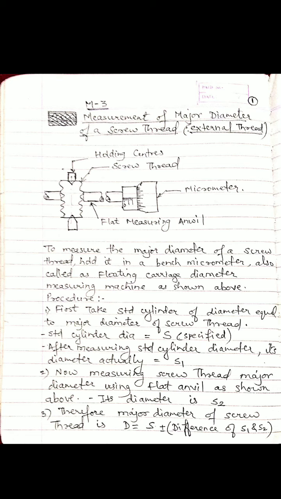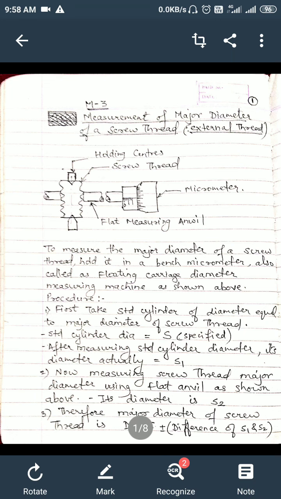Standard cylinder diameter was 10, when measured it was 10.1, means it is showing more, correct? It is showing 0.1 mm more. Similarly, the measured diameter of the square thread is also showing more. So when it is showing more, then what do you take? D is equal to S minus. When the measured diameter shown by the bench micrometer is more, you do subtraction.